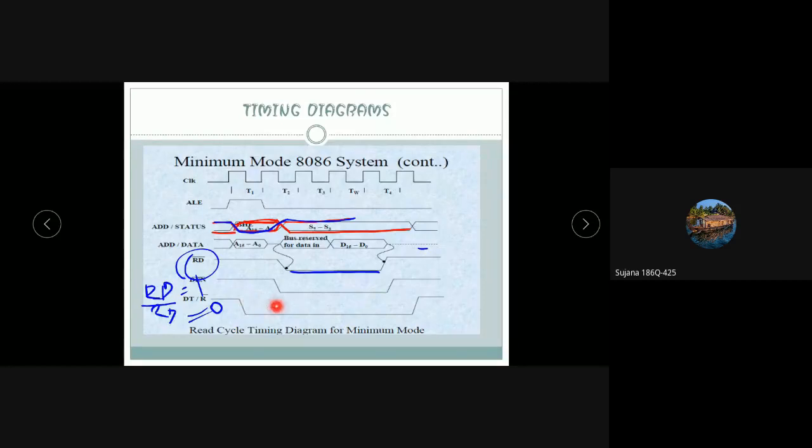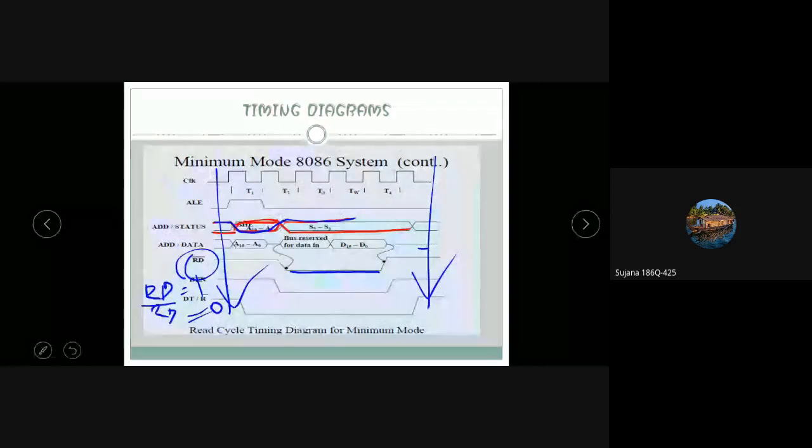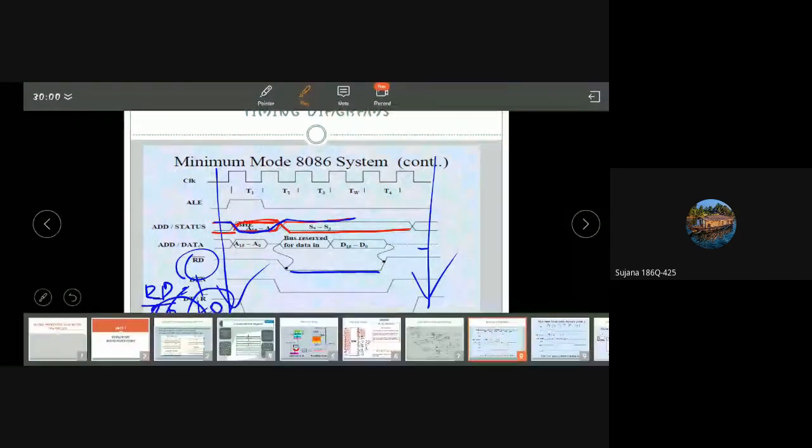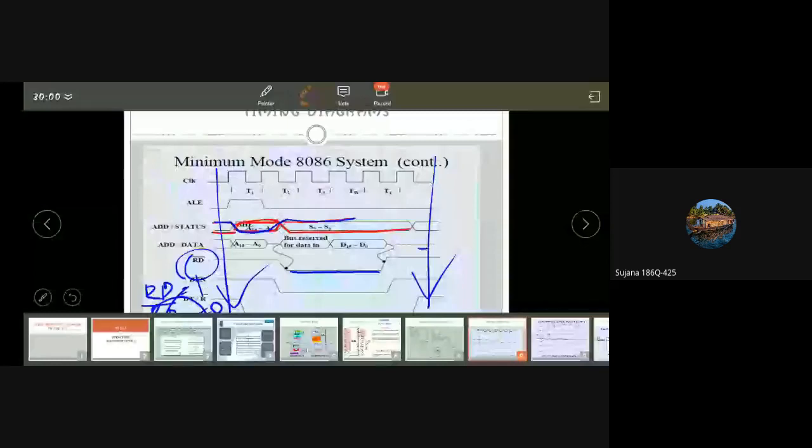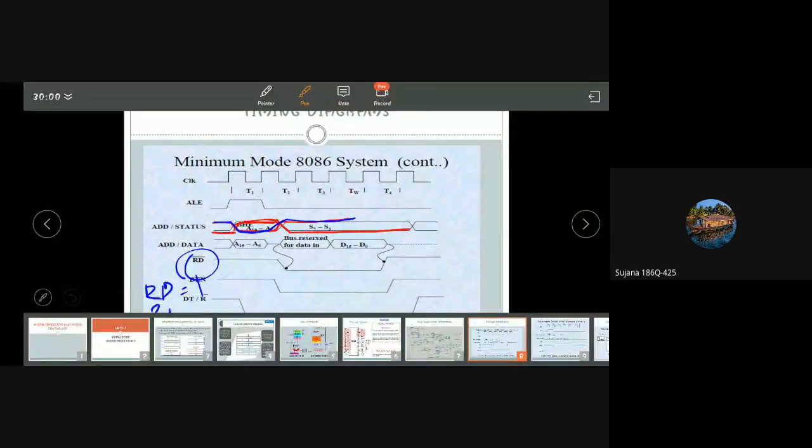Okay, DT/R bar, data transmit and receive. Data transmission and receiving will be activated from the t1 state and will stay in the active state up to t4. It will be activated from t1 and continue in that state up to t4, that means up to the completion of the task. Either the data should be transmitted or received. So here you can see the data transmission. The data will be transmitted. Clear?